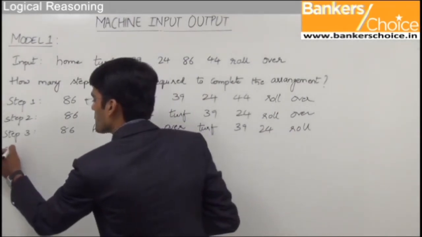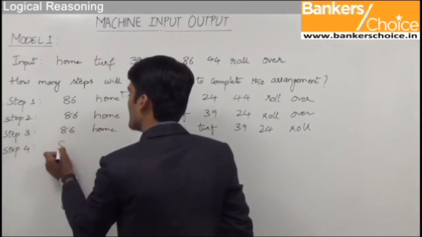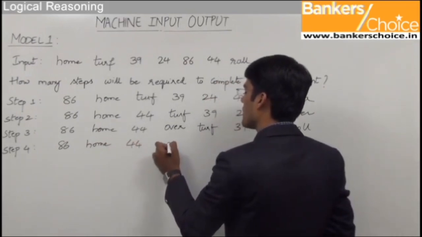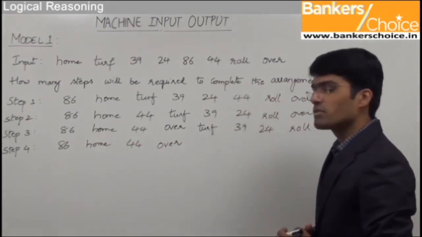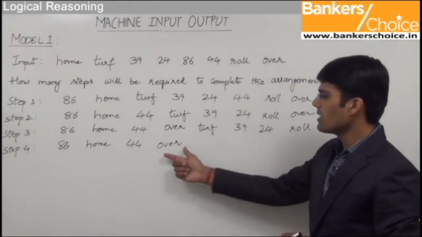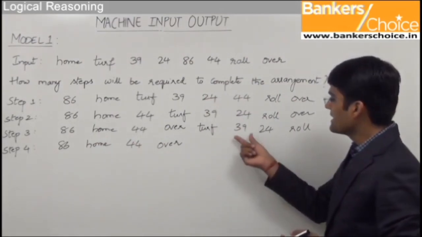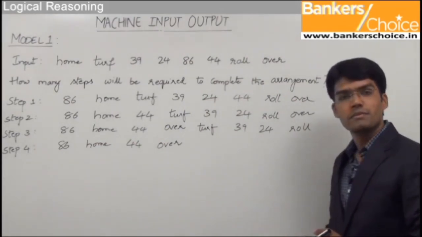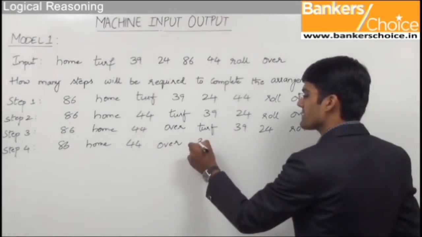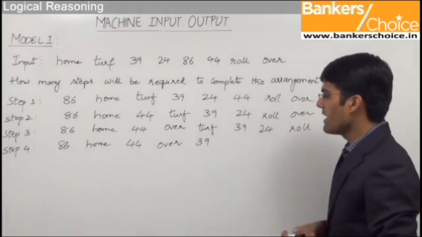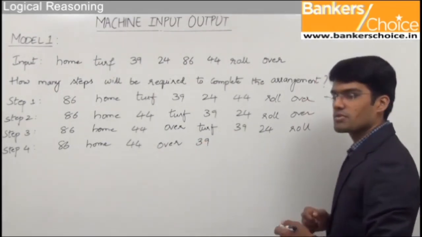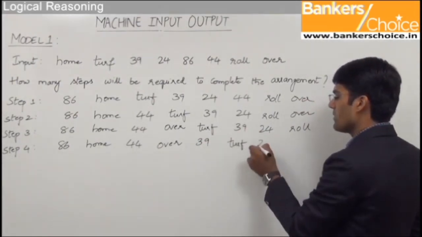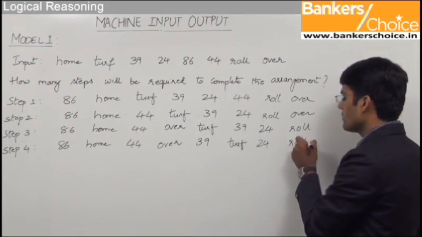Then coming to step 4, we know that 86, home, 44 and over have been brought to their correct places. After over, we need to have a number, and that number should be 39, as it is a higher number among 39 and 24. So 39 is brought to position 5 and remaining elements are just pushed aside. So turf, and 39 has already come here, followed by 24, roll.